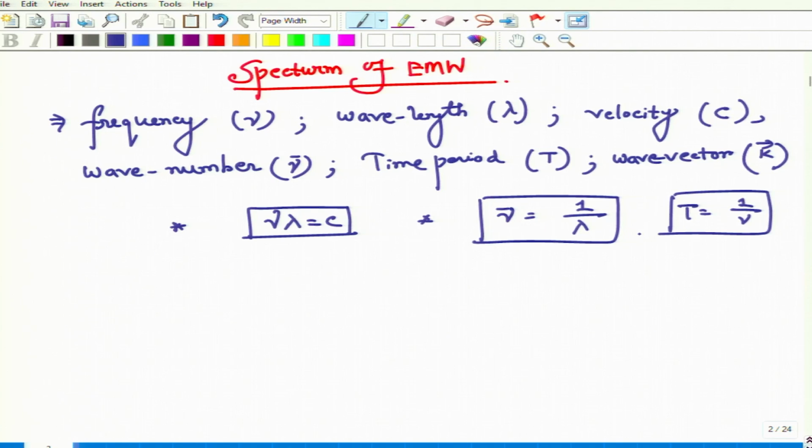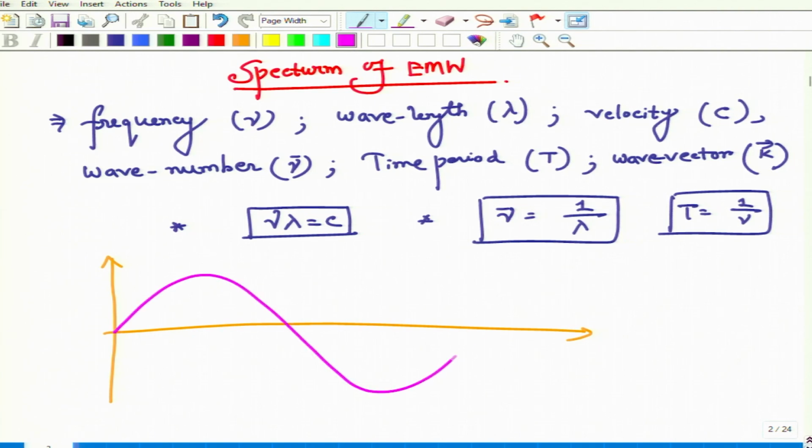What are the definitions of these things? Let me start with the frequency. Let me draw a wave first. This is just a wave, not an electromagnetic wave. We are considering any mechanical wave, it may be, not necessarily electromagnetic waves.